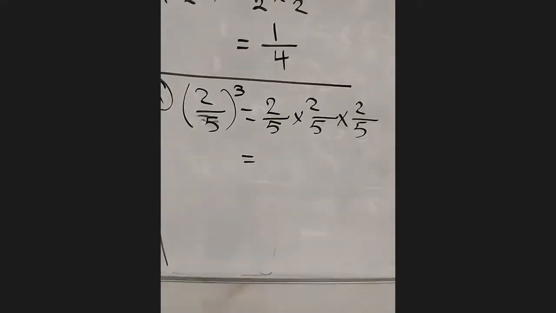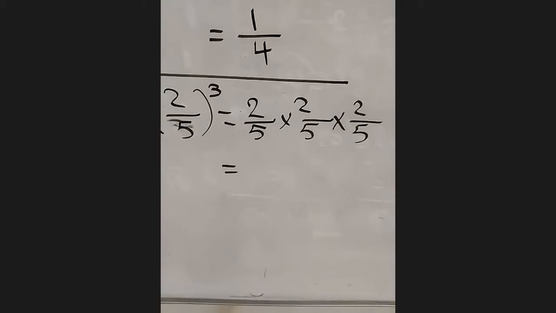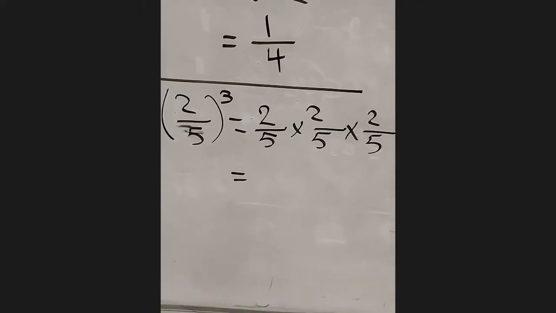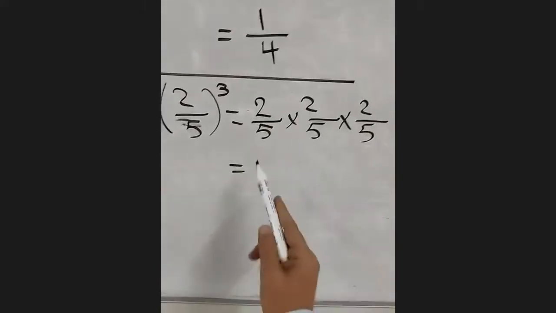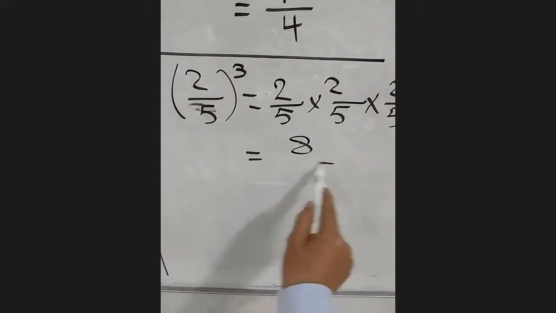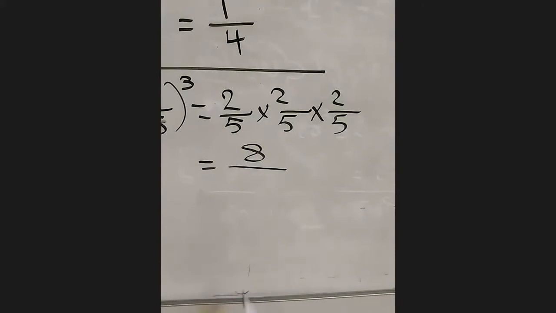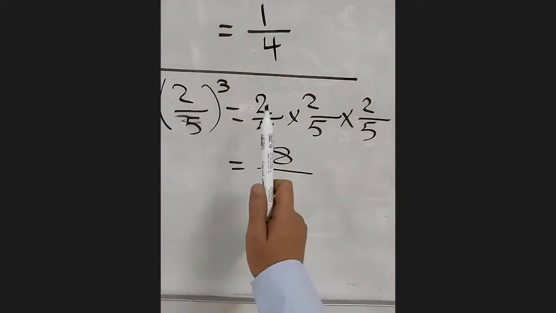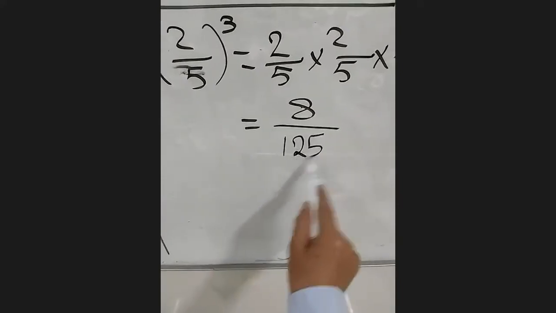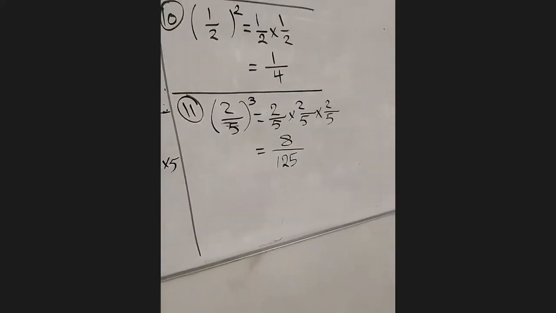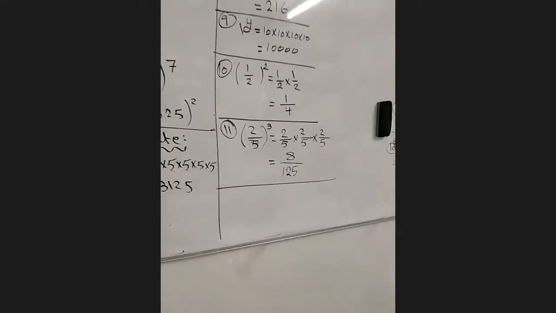Then 8 over 125. The 8 comes from 2 times 2 times 2, right? And the 125 comes from 5 times 5 times 5. Thank you, Hisham. This is question 11.